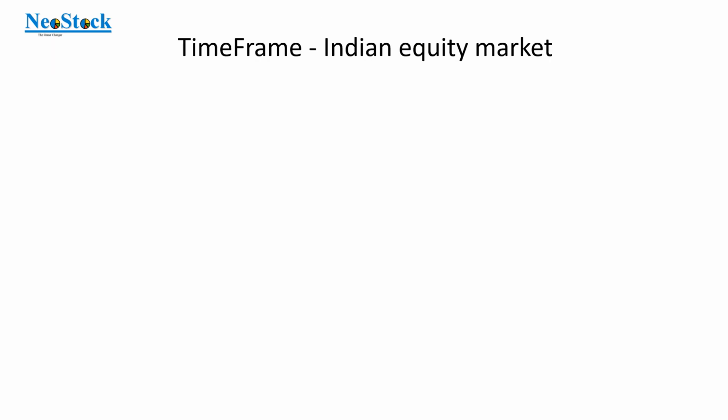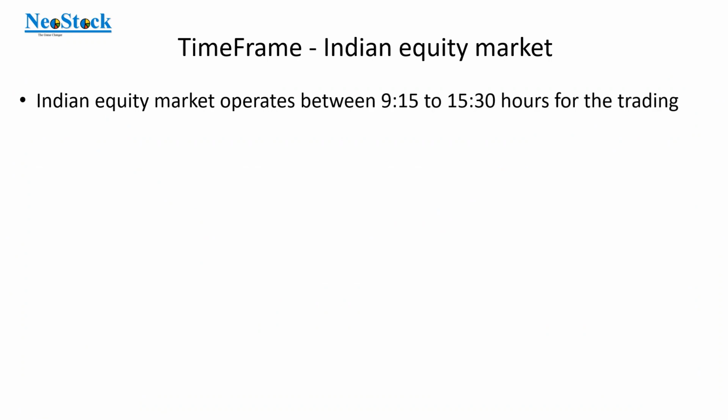So, time frame and the Indian equity market. We know the Indian equity market operates between 9:15 and 15:30 hours. That means morning 9:15 a.m. to afternoon 3:30 p.m. So what is the duration? The total trading hours in a day are 6 hours and 15 minutes. That is the total duration.